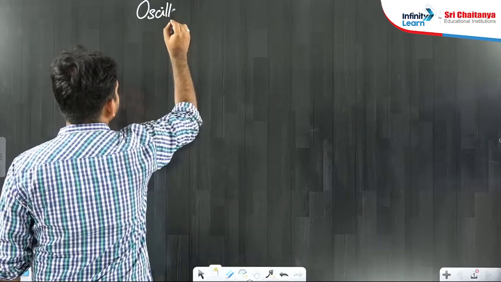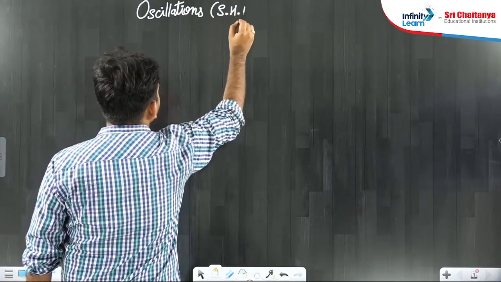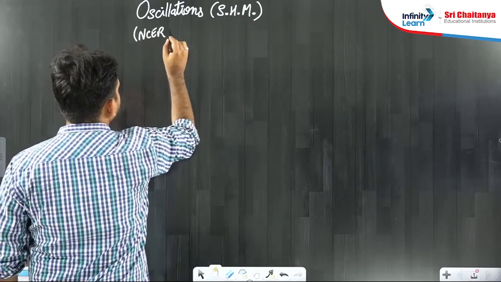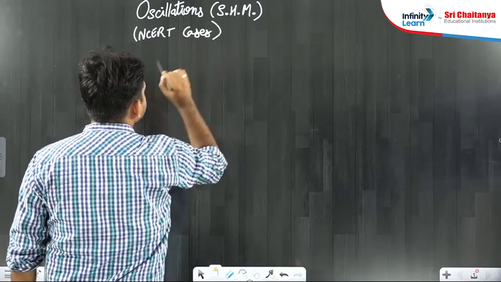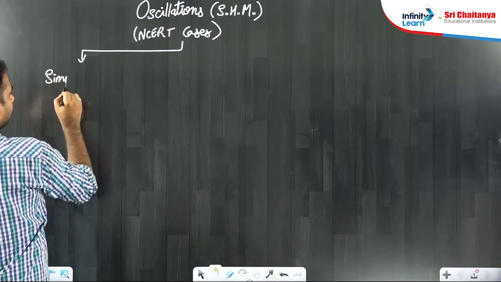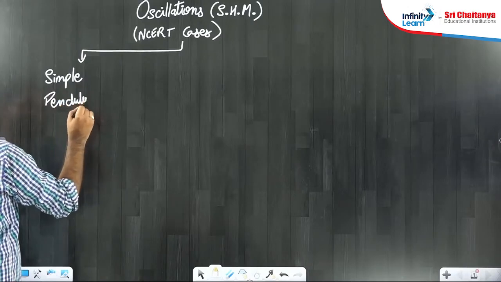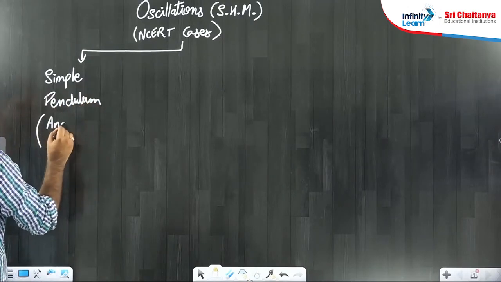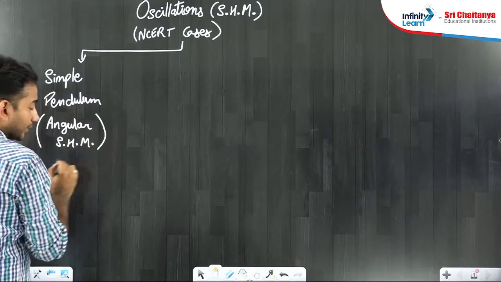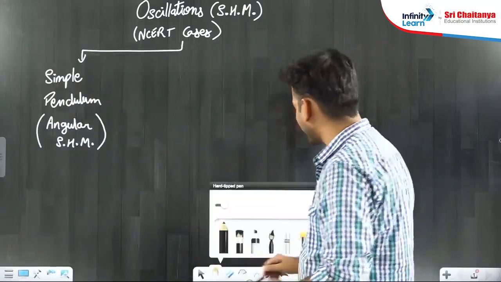is the systems of oscillations, simple harmonic motion, and the NCERT cases. If we want to talk about NCERT cases, here the first case in NCERT is simple pendulum. Simple pendulum is the case of angular SHM, angular simple harmonic motion. But you have to understand that this will exhibit angular SHM; the basic conditions of SHM and all those things we will talk about separately.